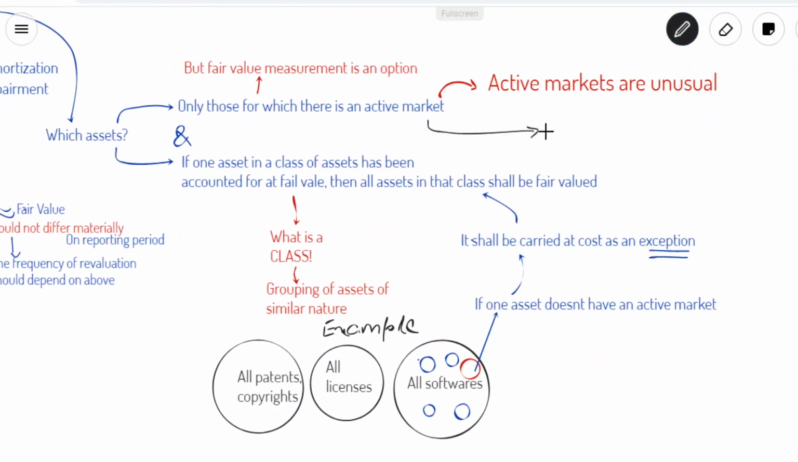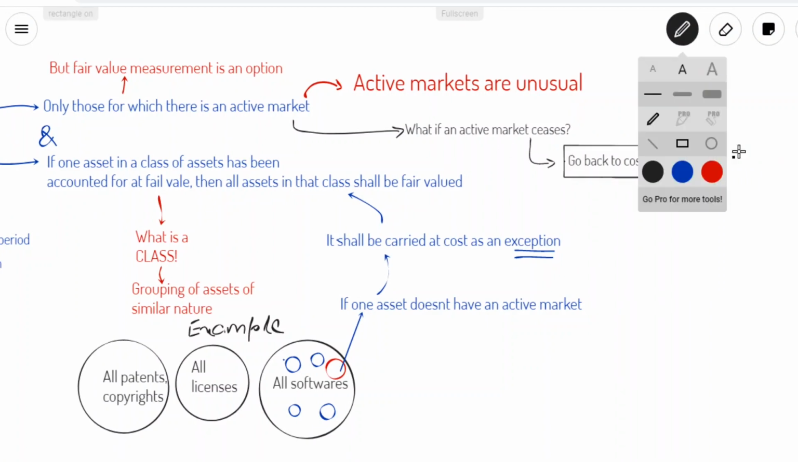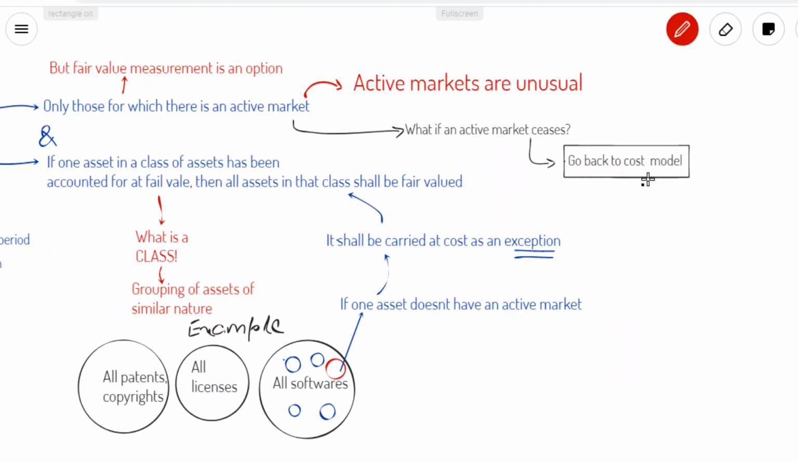If after the revaluation model had been chosen and subsequently the active market ceases to exist, if the active market fades away, if the active market no longer exists, in that case that asset can no longer be carried at the fair value at the revaluation model, and it will have to be switched to the cost model. But its carrying value would become its cost from then onwards, and it would be accounted for as a normal cost model asset.